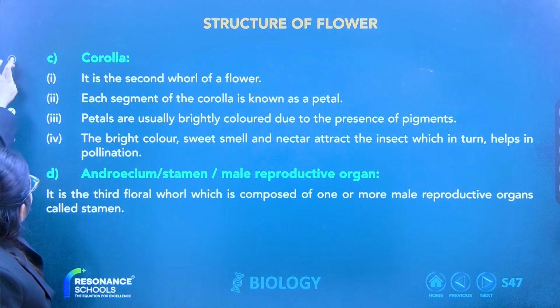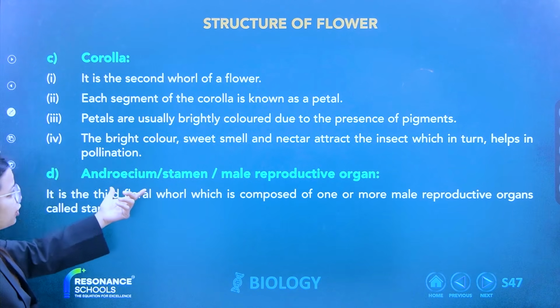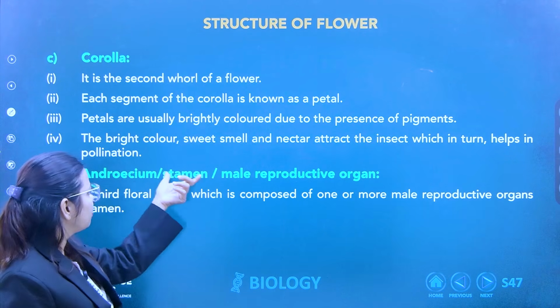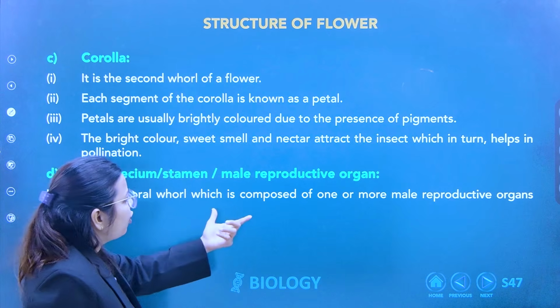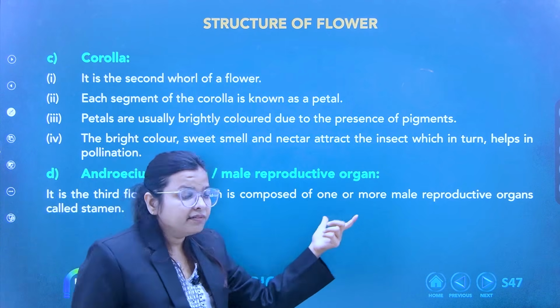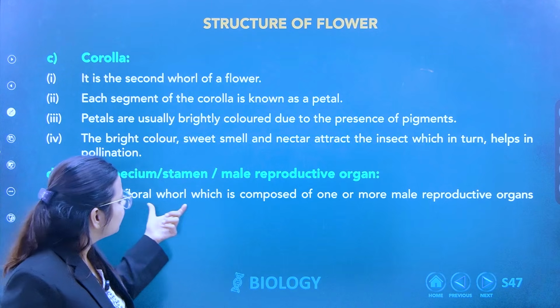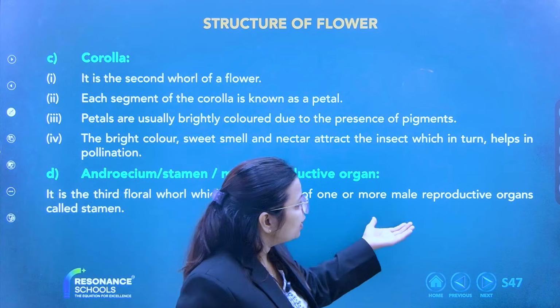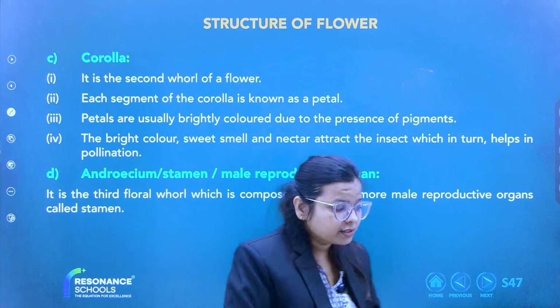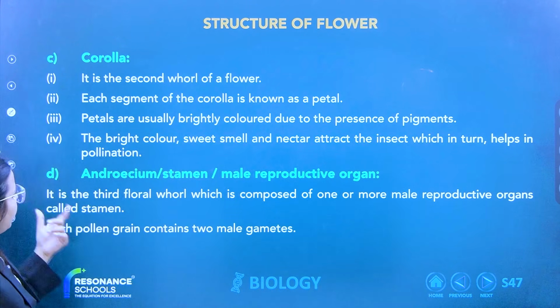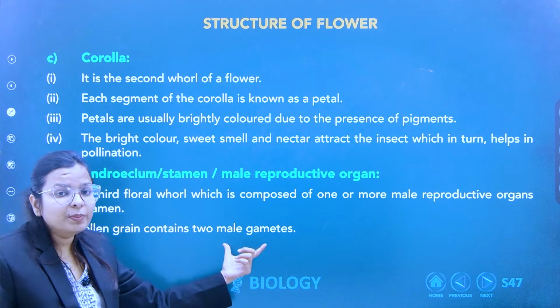Now comes the third whorl, androecium, or you can say stamen. If it is single, it is stamen. A group of stamens is androecium, or you can say it is the male reproductive organ. It is the third floral whorl, composed of one or more reproductive organs called stamens. Each pollen grain contains two male gametes.